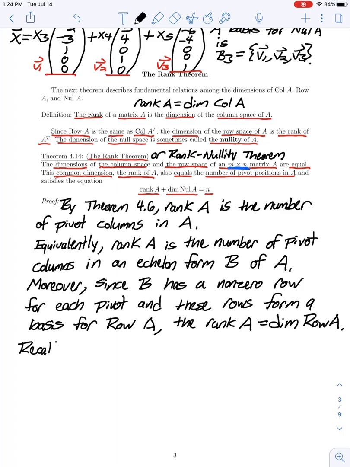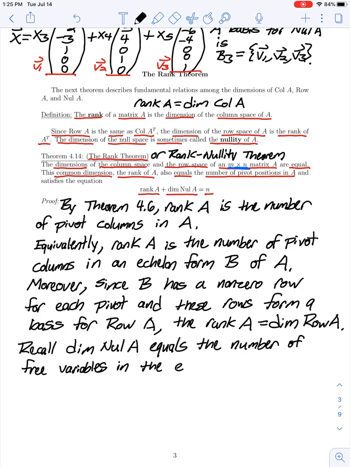Now recall that the dimension of the null space of a matrix A is equal to the number of free variables in the equation A times a vector x is equal to the 0 vector. So recall the null space is the set of all vectors x which are mapped by the matrix A onto the 0 vector. For an explicit description of the null space, we can solve this homogeneous system. And as we saw in our previous example, the number of free variables determines the number of vectors in a basis for the null space, and therefore the dimension of our null space, or the nullity of our matrix.